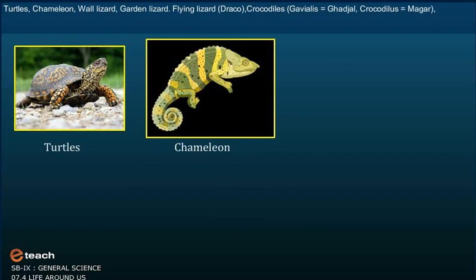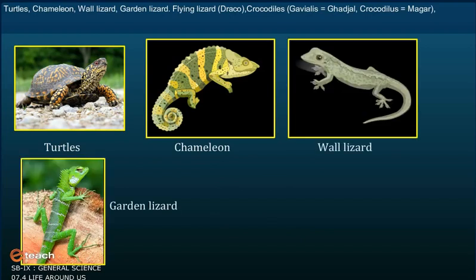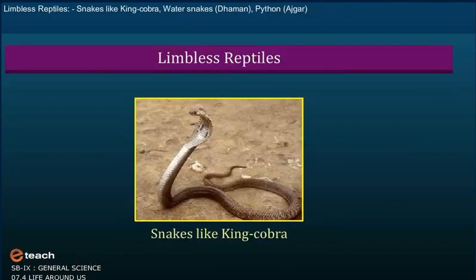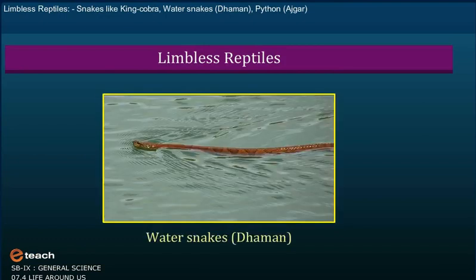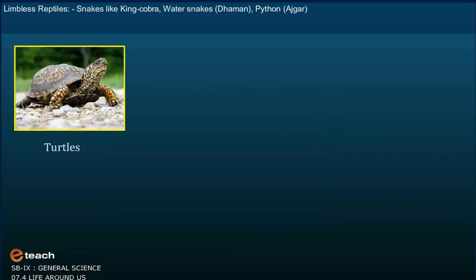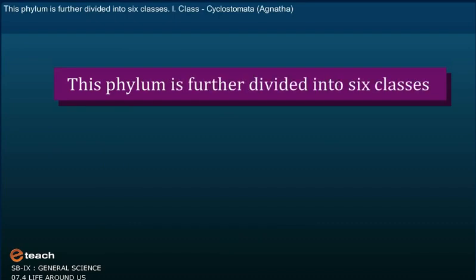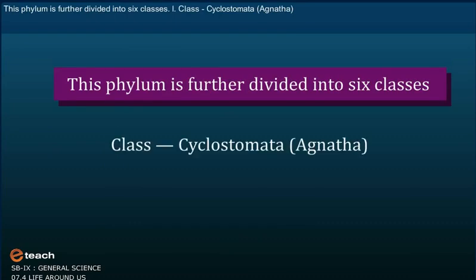Turtles, chameleon, wall lizard, garden lizard, flying lizard, crocodile, limbless reptiles like king cobra, water snakes, python. This phylum is further divided into 6 classes.